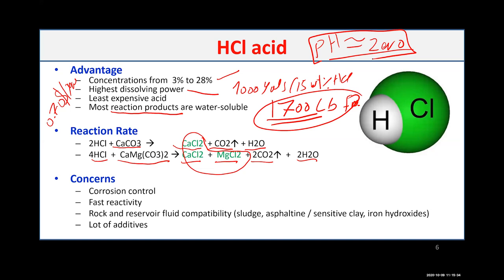pH 7, that's neutral. pH 14, that's alkaline. Just to remind the people the pH numbers. So we start acidizing with 0 pH. And water, neutral, is a pH of 7. And if it's alkaline, it's a pH of 14. So if we start acidizing with a pH here, what's the expected pH of the return fluid? Does anyone have a guess?